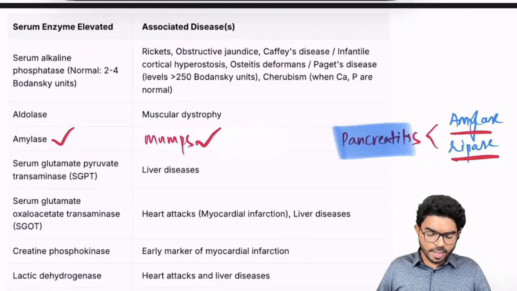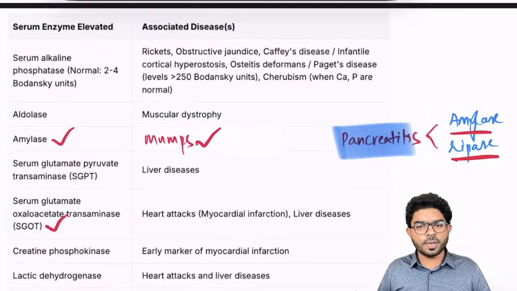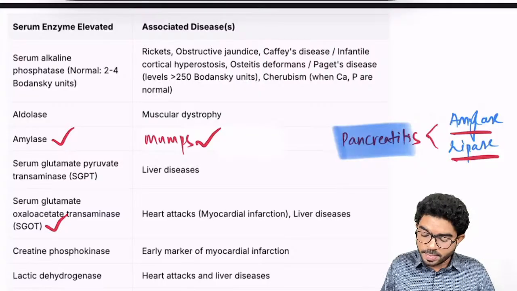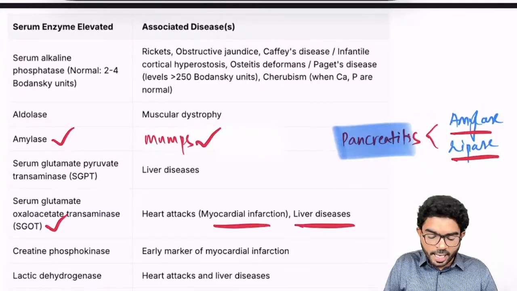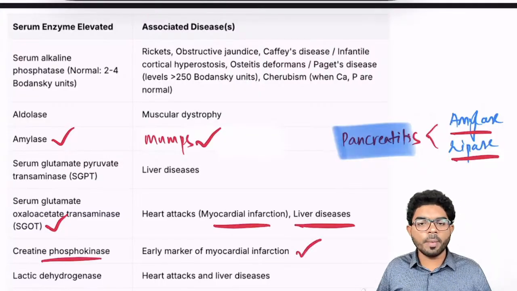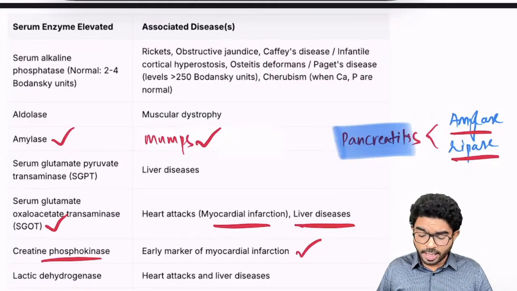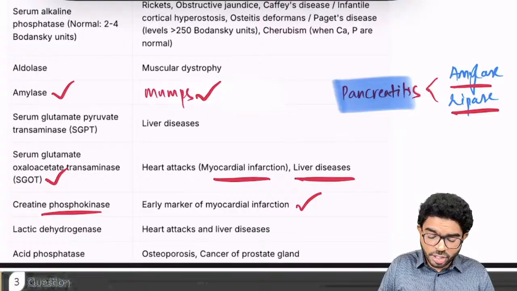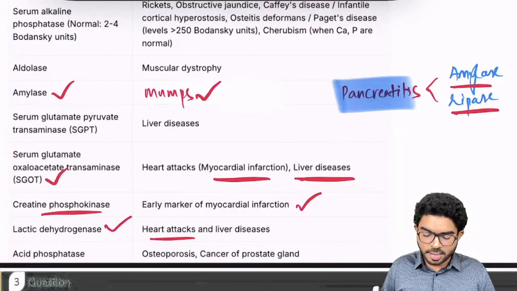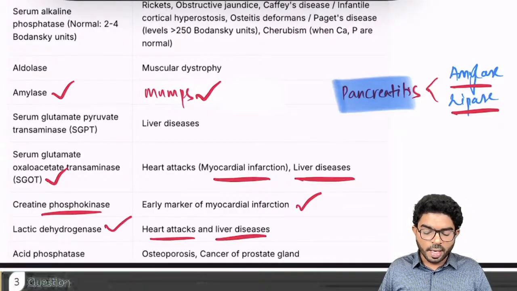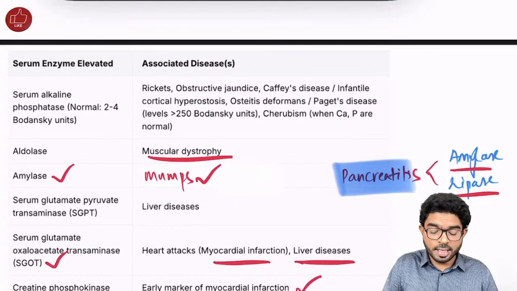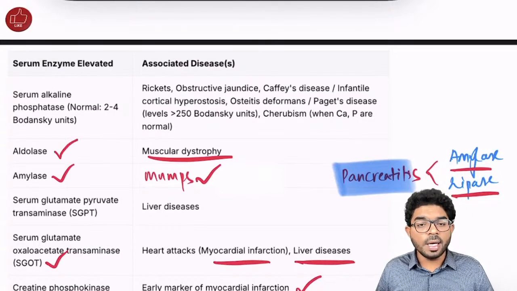Apart from this, I have discussed SGOT. SGOT-based questions are very common. You see it in MI as well as in liver diseases. CPKs are very commonly useful in identifying the early markers in the case of MI. LDH again is raised in heart attacks as well as in liver diseases. Okay, and muscle dystrophy, muscle-related stuff, is basically associated with aldolase.